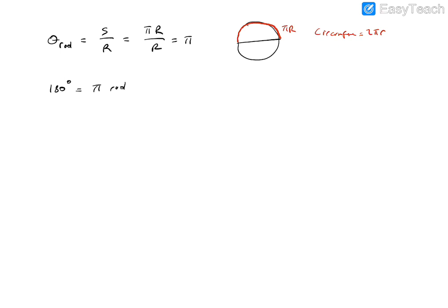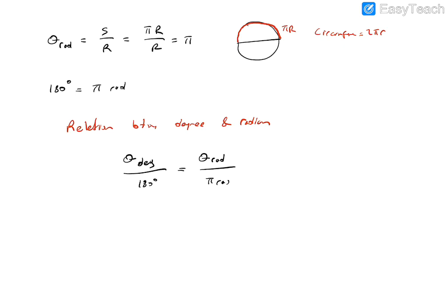So the following properties can be used to convert the degree measure to the radian measure, and vice versa. So the relation between degree and radian can be given in the following form: theta degree over 180 degrees equals theta radian over pi radians.